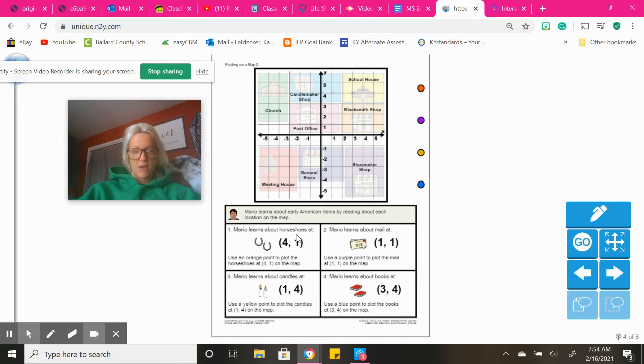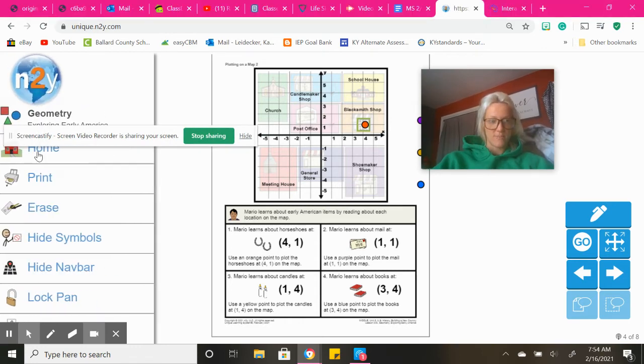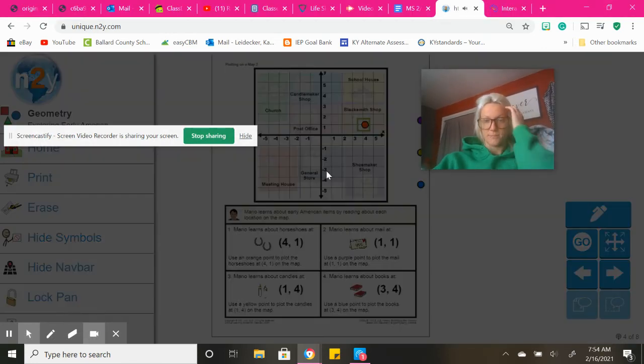So Mario learns about horseshoes at 4, 1. So use an orange point. So it looks like this is the orange point. And we're going to 4, 1. So x is first. Here's 4. 1, 2, 3, 4. And I'm going up 1. So it looks like he's at the blacksmith. So it'll bing if you get that correct. So complete the rest of that box.